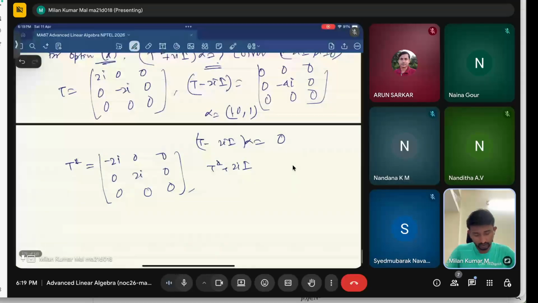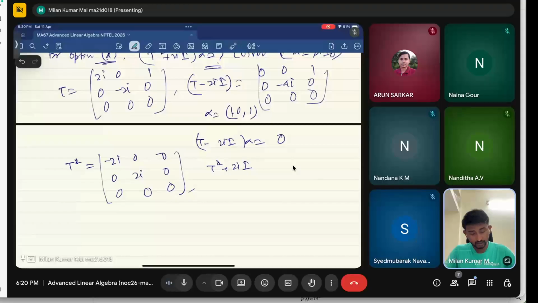So I need to give something below. If I write 1 here, still that's not going to create any problem. If I write 0 0 1, 0 1 0, 1, that is going to be 1. So that's not becoming 0. So let's take alpha equal to this one.